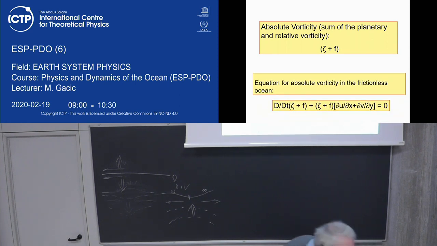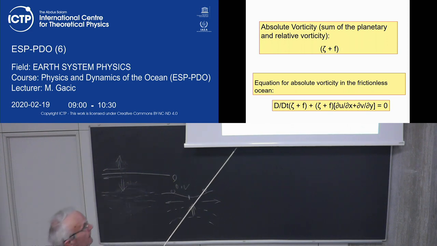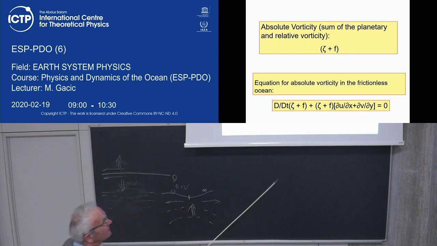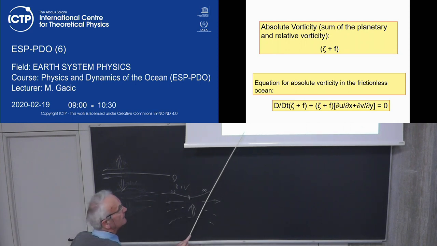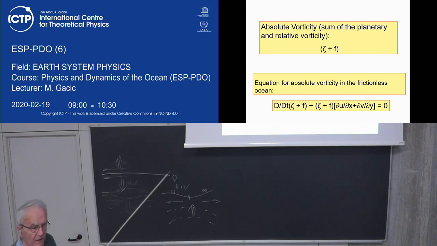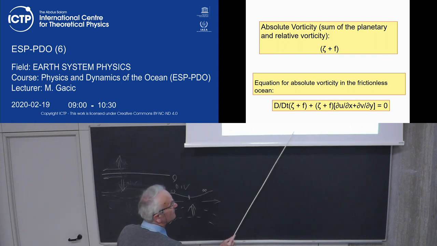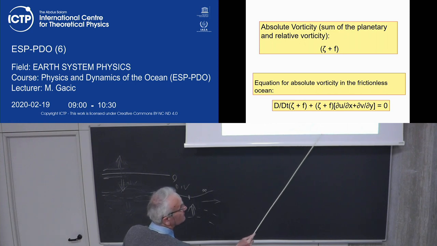And we can define the equation for absolute vorticity for the frictionless ocean this way. You obtain this from the equations of motion in a very simple way. And what does this equation tell you? This equation tells you that the changes of the absolute vorticity along the path of the particle, because here is a total derivative, changes along the path of the particle are a function of the horizontal divergence.